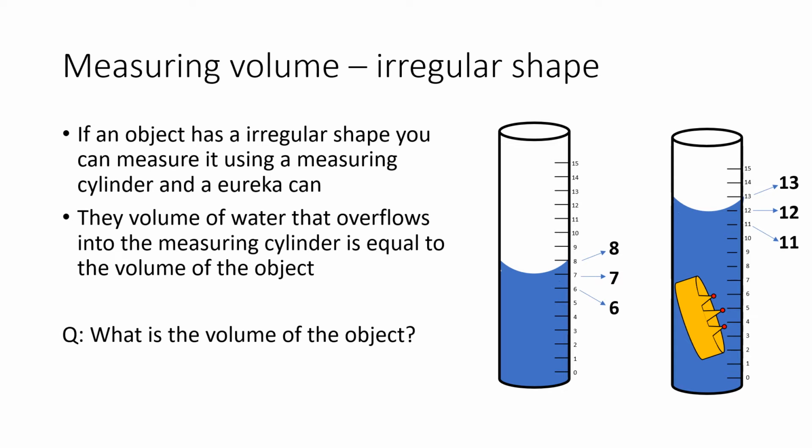If you look on the right hand side, we have a before and after image of a measuring cylinder, and what you have to do is work out the volume of the little crown object that's been placed into the water. Pause the presentation to give yourself 2 or 3 minutes to have a go at it. When you're ready, you can restart.